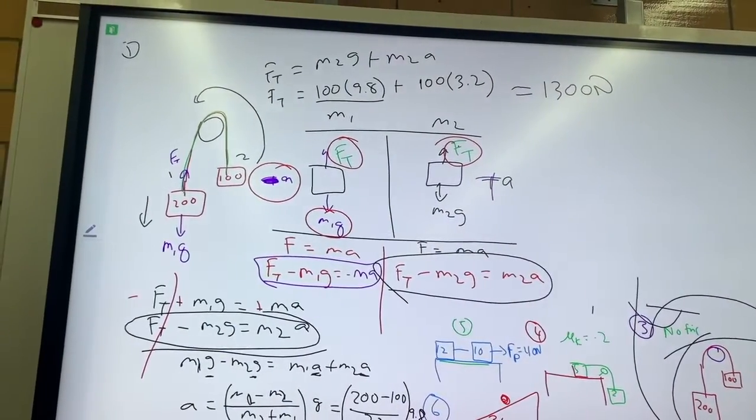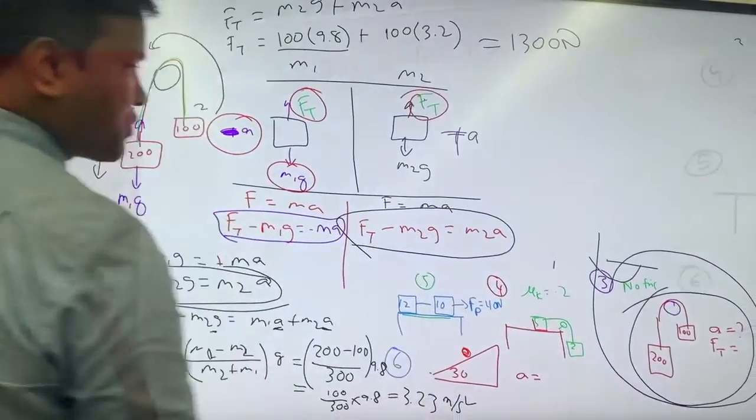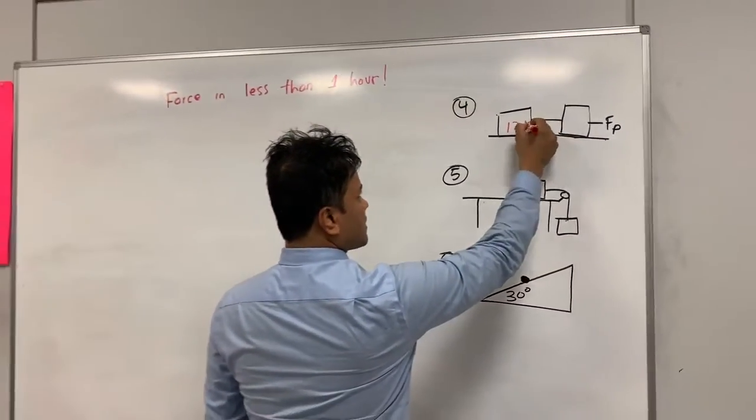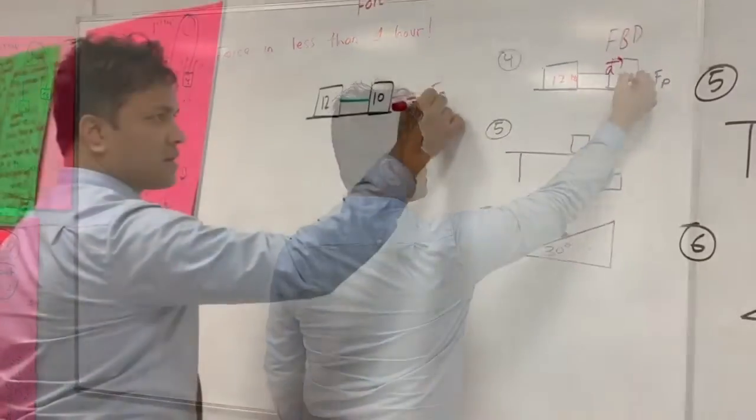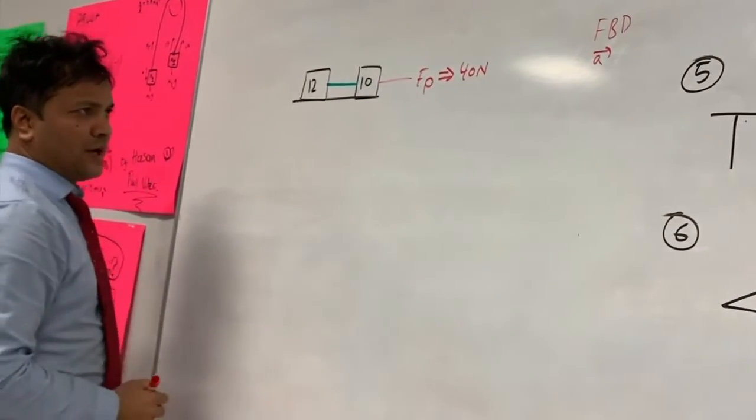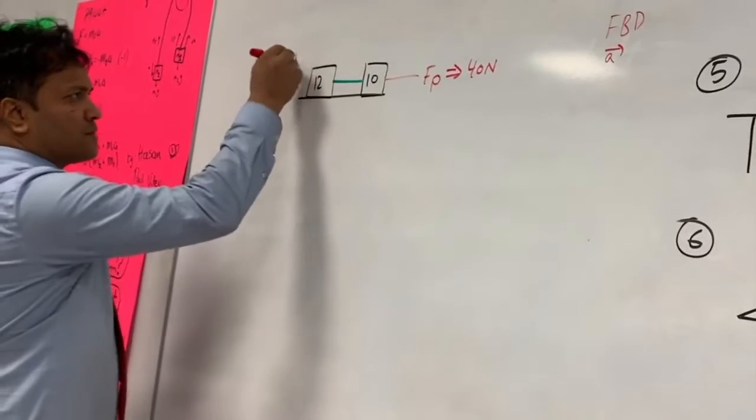Alright guys, so we're done with that. Now we have only 2 more problems. So let's do this one first. This is 12 kilogram and this is 10 kilogram, with 40 Newton. Okay? No friction.